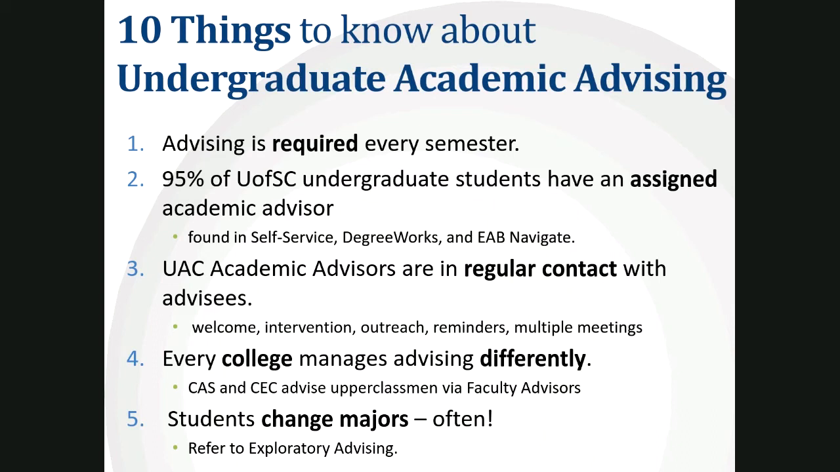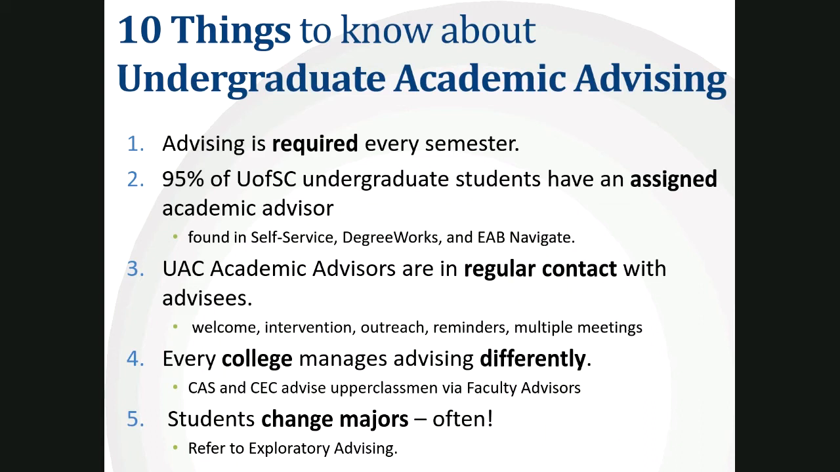The advisors who are in the University Advising Center are in regular contact with their advisees. What does this mean? They're sending welcome emails. They're doing that intervention and outreach. They're constantly reminding their advisees of important deadlines that are coming up. And very often there's multiple meetings. It's not just one 30-minute meeting, but they have the opportunity to have multiple meetings if their advisees need it.